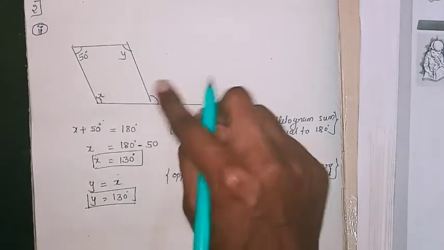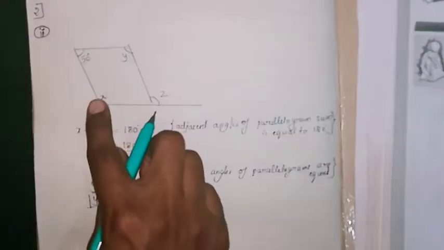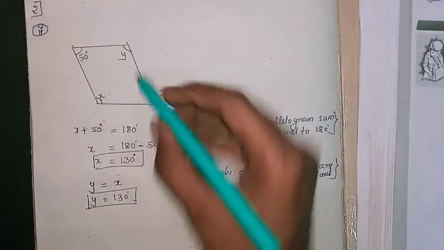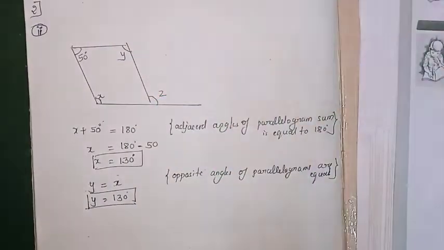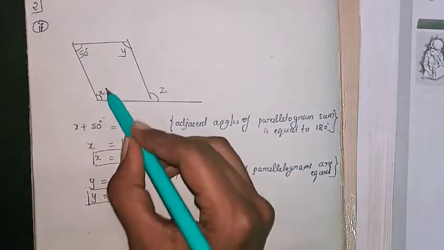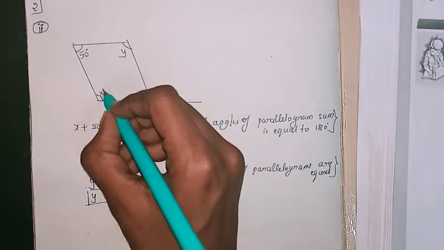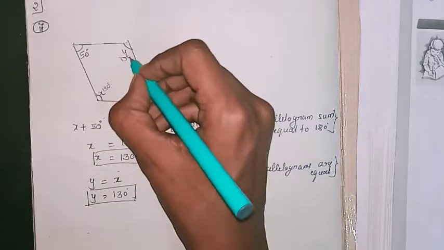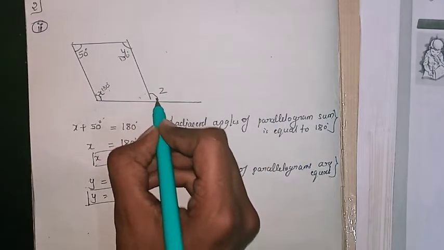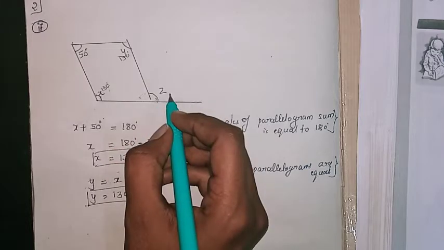Now you have to find the z value. Here x is adjacent to this angle, and y is also adjacent to this one. By any method you can solve, because now you know the x value is 130 degrees and this one is also 130 degrees, and you have to find this angle. If you get this, then it is possible to find this one, otherwise it is not possible.